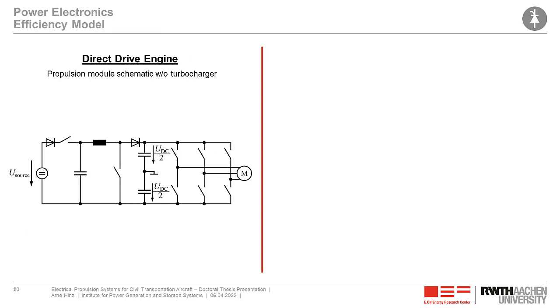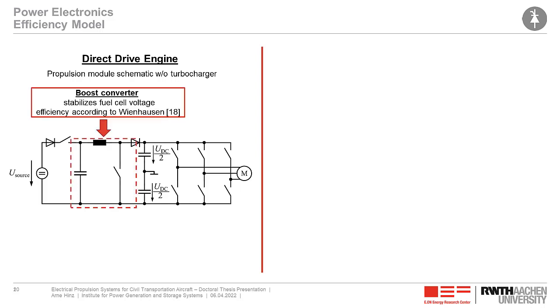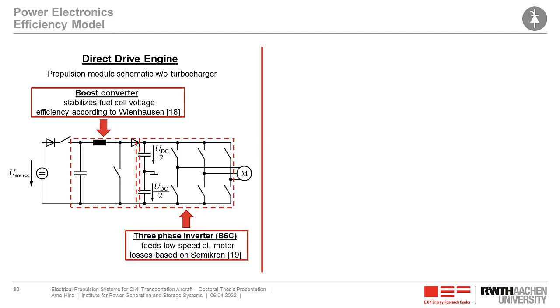The basic schematic of the propulsion module can be seen here for the direct drive engine, and we see that in the middle there's a boost converter which stabilizes the fuel cell voltage and has an efficiency according to the measurements of Mr. Wienhausen. On the right hand side we have a simple three-phase inverter, a V6C configuration, which feeds the low-speed electric motor and has losses based on the semiconductor handbook.